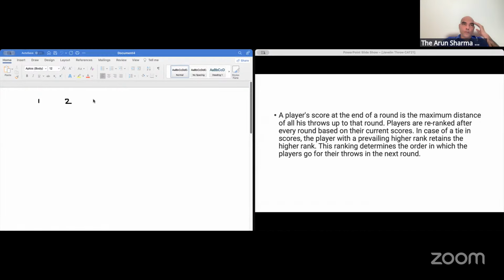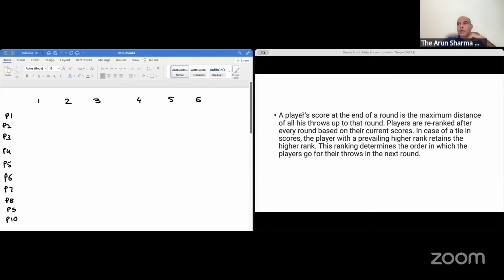Round 1, 2, 3, 4, 5, 6. And players P1, P2, P3, P4. I don't want to write 1, 2, 3, 4 here because I don't want to get confused with the rounds and the players. So I'll take a bit of time if I'm just trying to show you the honest solving sheet I will use if I'm solving this question. So what does this question say further?